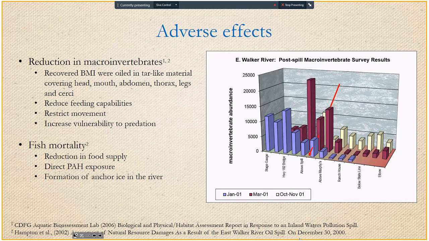And this doesn't necessarily relate to the oil spill itself, but actually relates to the cleanup procedures that were going on at the time. Upstream of this is a water dam. And for basic cleaning practices and oil removal, they had to slow down the water. So the water slowed so much that it was forming this bottom-up ice. So it kind of just fell off whatever was living there. So although some of this is oil related, some of the human intervention of the oil spill also caused adverse effects.